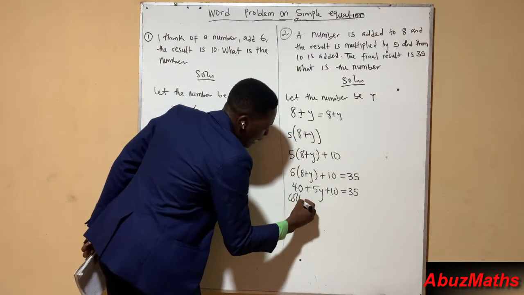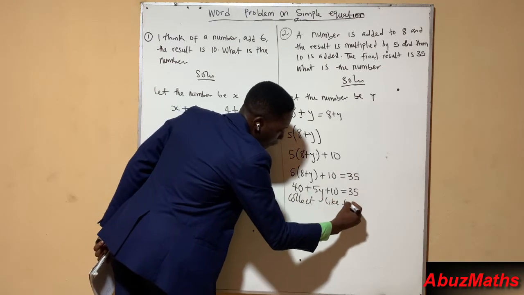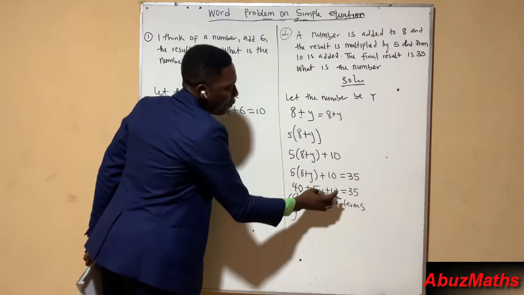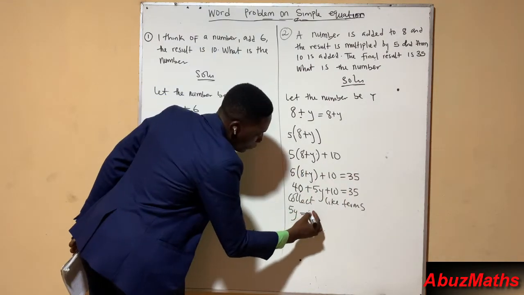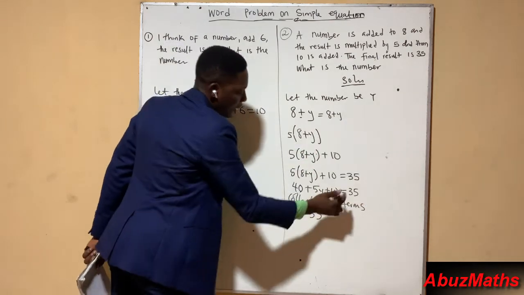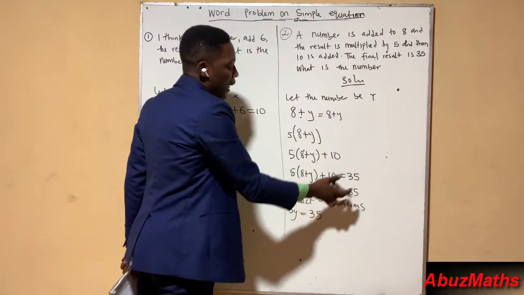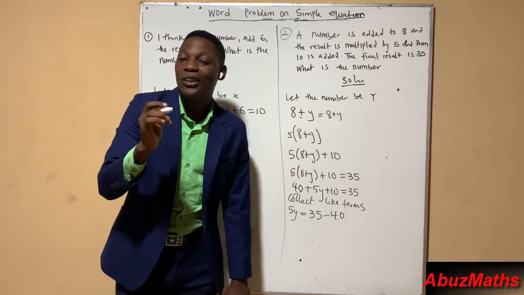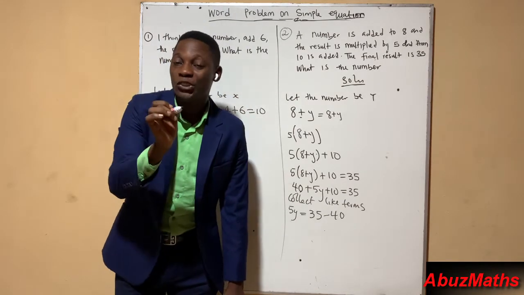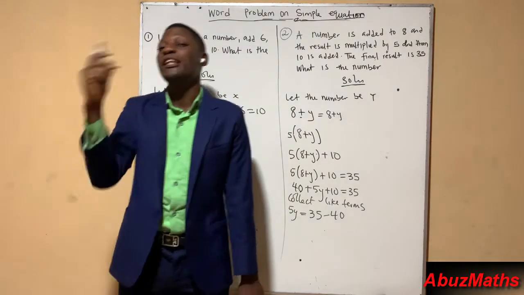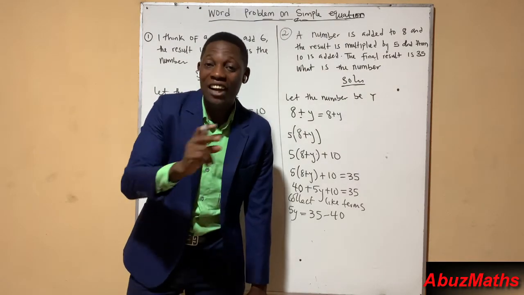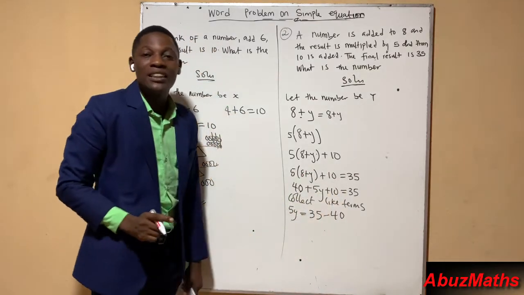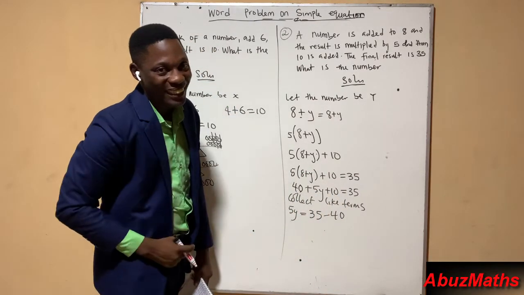Now if I collect my like terms, then I will leave 5y here, and this will be equal to 35. I'll take 40 to the other side. Now 40 is a plus, so when it comes to the other side it becomes a minus, so minus 40. You can always remember that by thinking of a bridge. Now there's a bridge in a country where if a boy crosses the bridge, the boy will become a girl. And if a girl crosses the bridge, the girl will become a boy. That bridge is the equal to sign. And that country is mathematics.